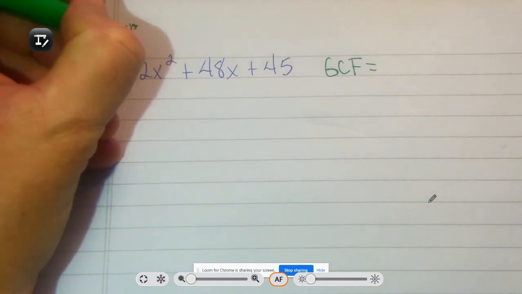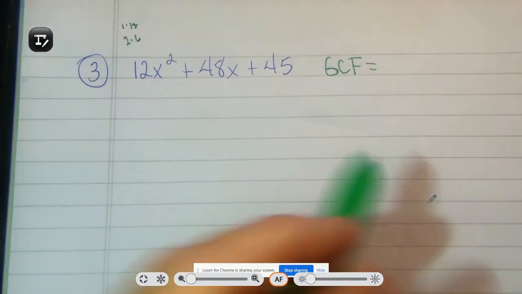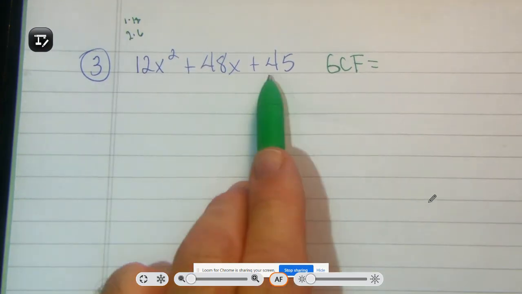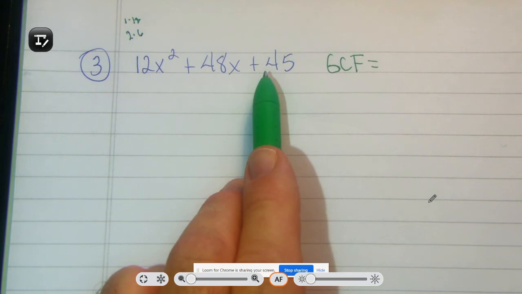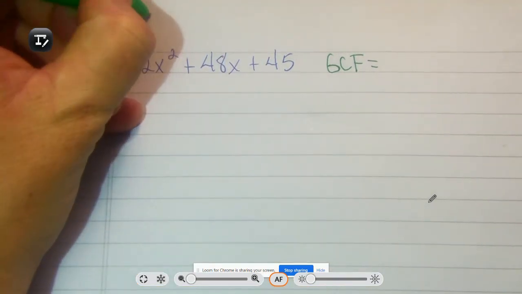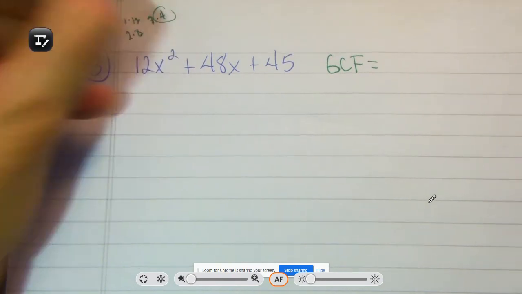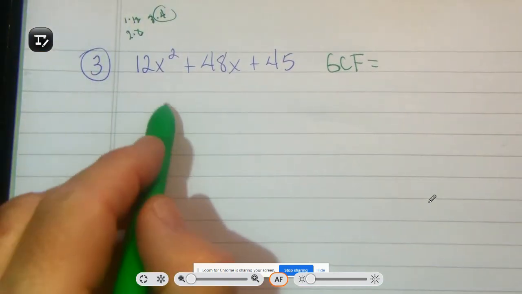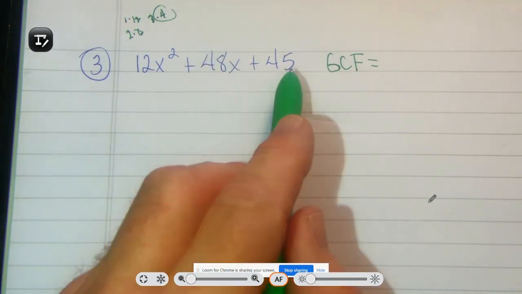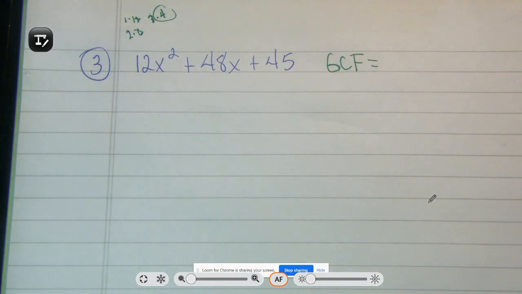Maybe I should try 2 times 6, okay? So will 12 divide by 6? Yes. Will 48 divide by 6? Yes. What about 45? Will 45 divide by 6? I don't believe so. So it's not 6. Left then with 3 times 4. And 12 I know divides by 4. 48 will divide by 4. And I believe 45 will not divide by 4. Because I get a decimal number, so it's not 4.